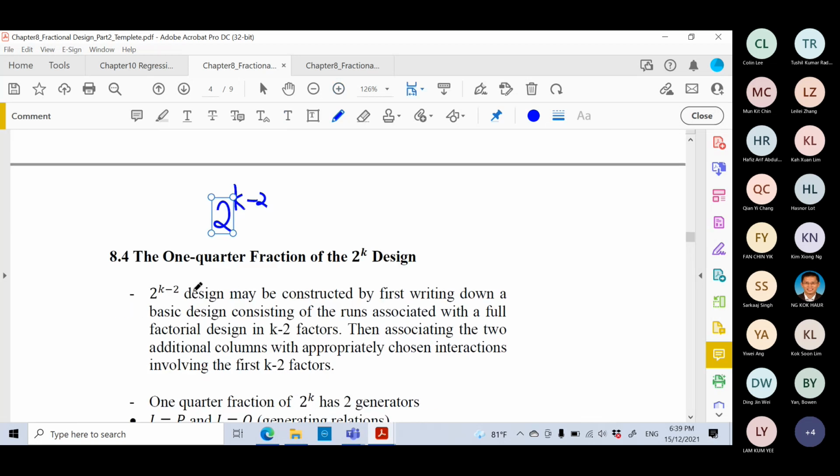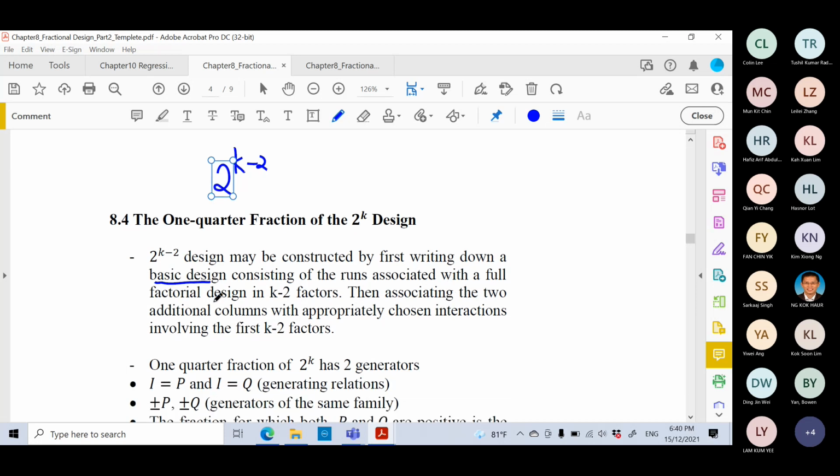The 2 power of k minus 2 design may be constructed by writing down a basic design consisting of the runs associated with the full factorial design in the k minus 2 factors. If you still remember, in the case of k minus 1, I introduced what a basic design is. Now we go for the 1/4, so 2 factors are missing. The 2 factors can be listed later. So you write down the basic design only for the k minus 2 factors.